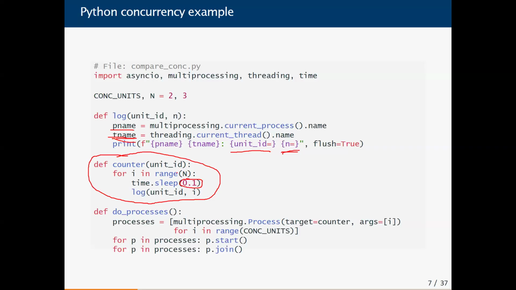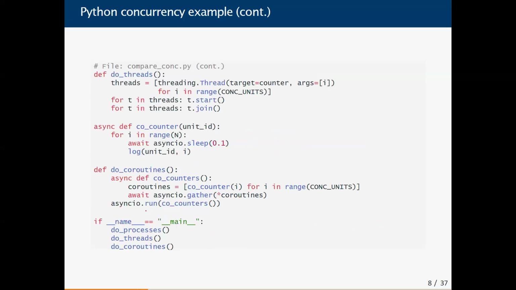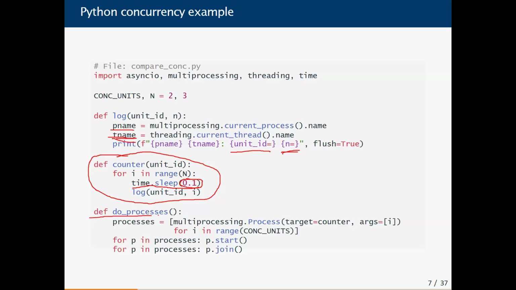Okay. So this sleep time is just used to simulate the time for processing. And then we have several functions here. The first one is based on process. The target function is the counter, and the arguments is the number of the concurrent unit, and then we just start the processes.